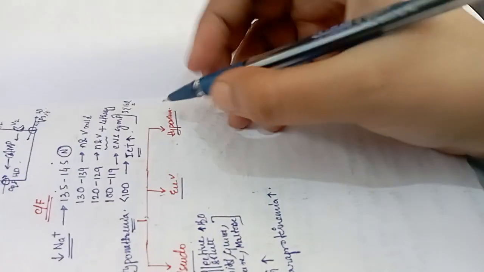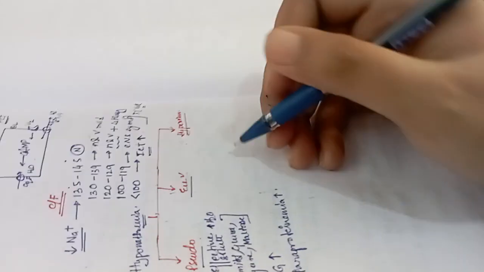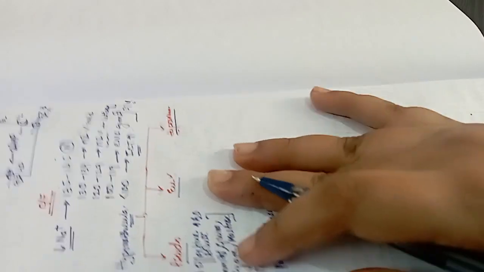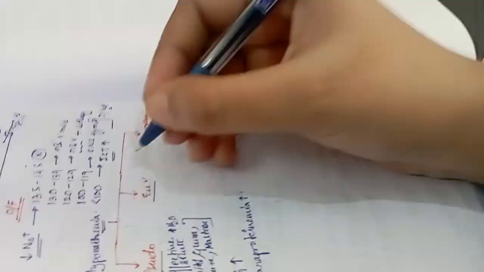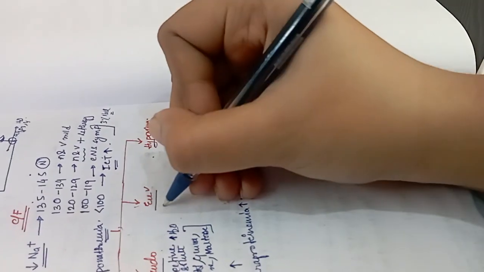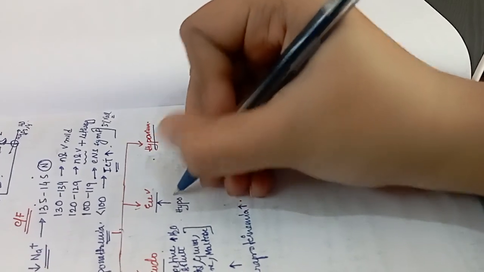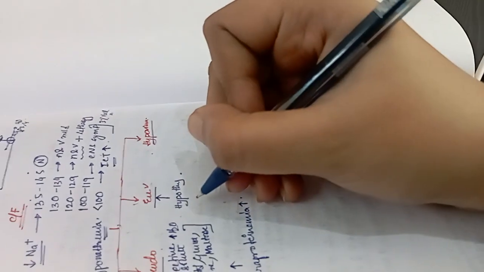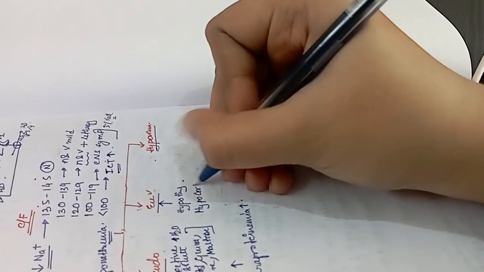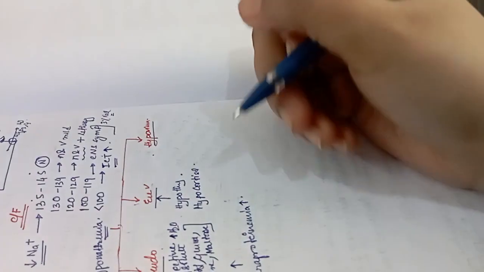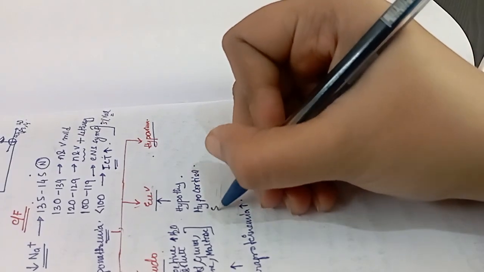Okay, so euvolemic is what? The ECF volume is normal. There is no ECF volume loss. The causes can be hypothyroidism, hypocortisolism, and SIADH.